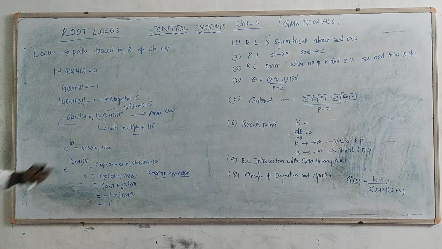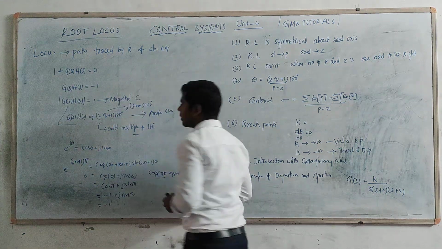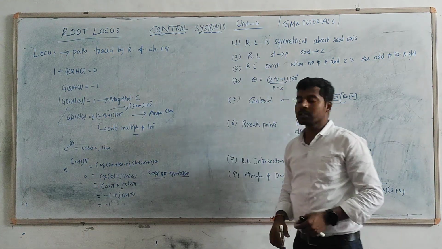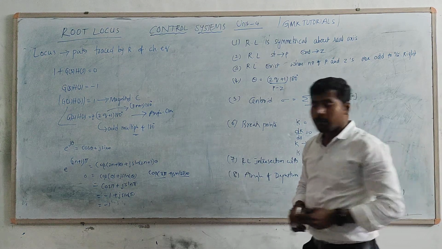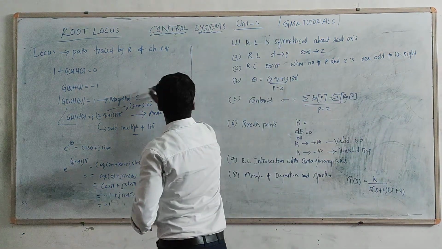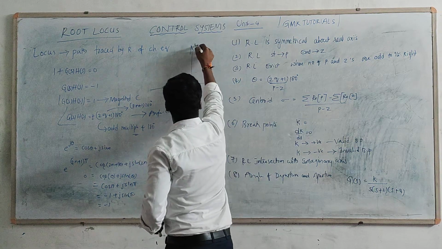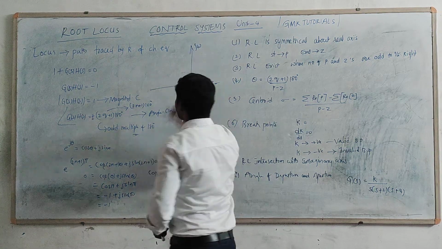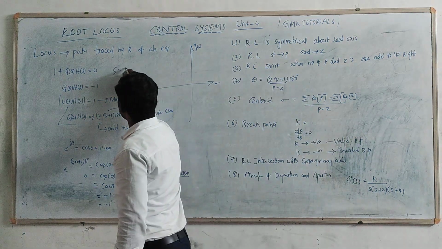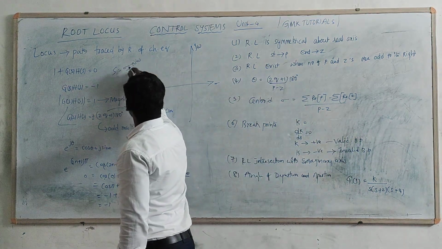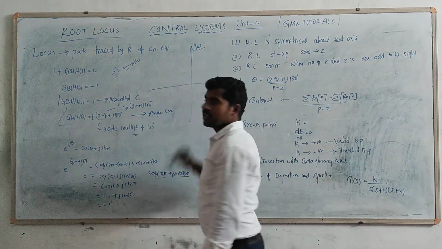Suppose you want to draw the root locus. Root locus means a path traced by the poles of the system. If you are taking a j omega plane, it is a sigma plus j omega, because s is equal to sigma plus j omega. So this is a real value and this is an imaginary value.